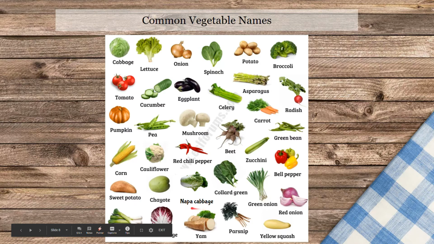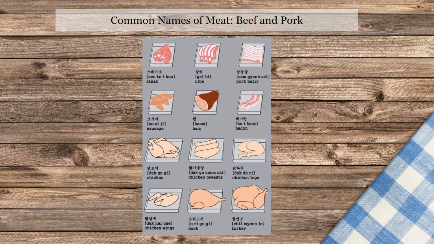Napa cabbage, collard green, green onion, and did I say bell pepper? Finally, we have red onion, yellow squash, parsnip, yam, and give me one moment so you can see it, red cabbage, and leek. This is a leek. So those are some vegetables that you might use in your recipe.